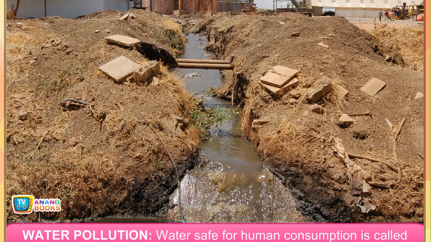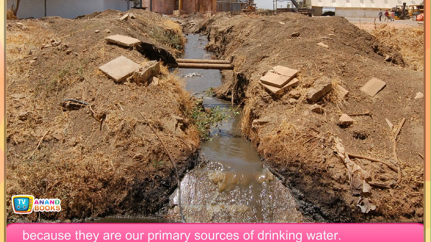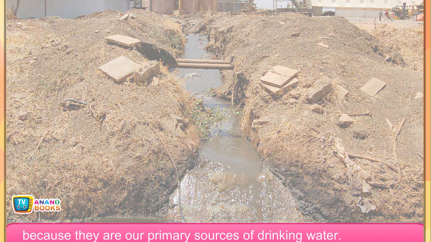Water pollution. Water safe for human consumption is called potable water. Polluting rivers, lakes and wells is dangerous because they are the primary sources of drinking water. Water can be contaminated due to the following reasons.